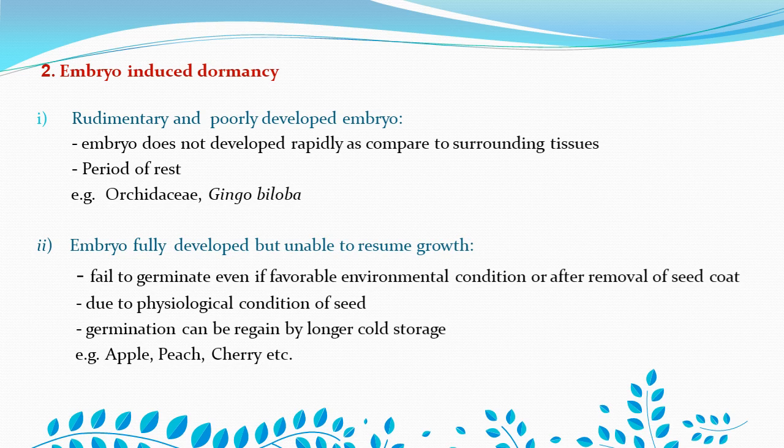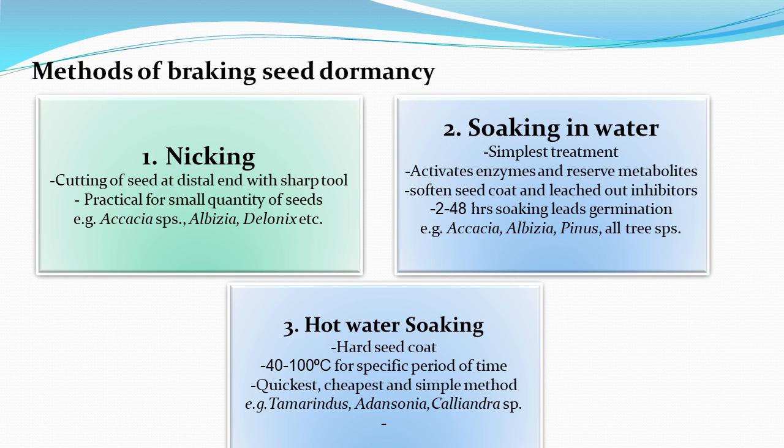Okay, so these are the two important causes of seed dormancy. Now, as these are the causes of seed dormancy, a number of methods are available to break the seed dormancy. Within these, we'll see one by one. The first, very easiest method is nicking. Nicking is simply taking a cut at the distal end of the seed with the help of a sharp tool.